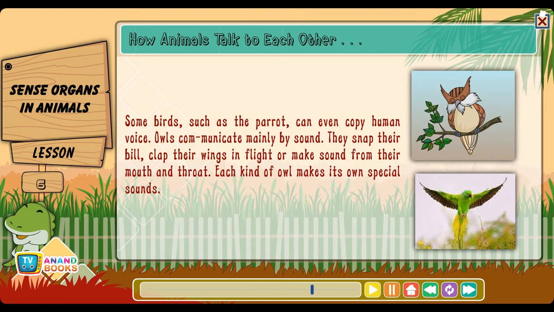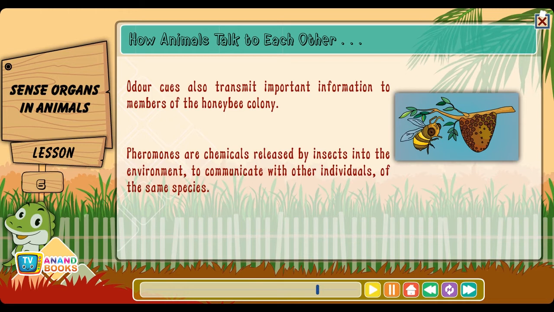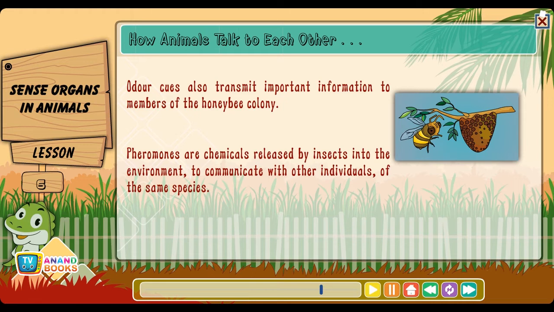Honeybees have a unique way of communicating. Worker bees perform a waggle dance to guide other workers towards a source of nectar. Odor cues also transmit important information to members of the honeybee colony. Pheromones are chemicals released by insects into the environment to communicate with other individuals of the same species.